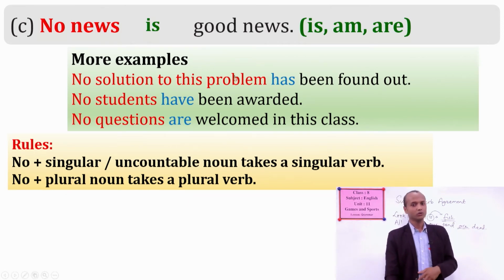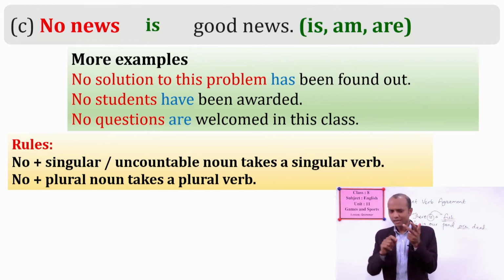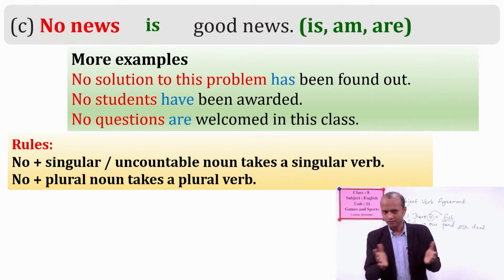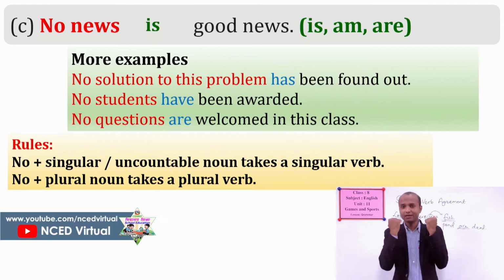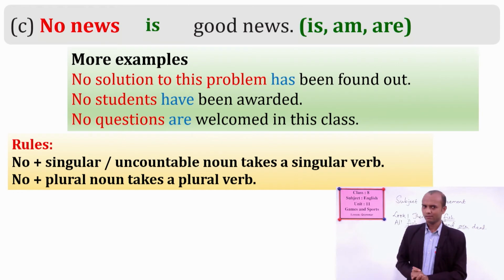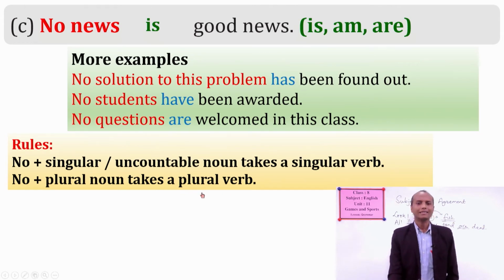Okay. No solution to this problem has been found out. No students have been awarded. Look at here. Students, can we count? 1, 2, 3, 4, 5? Yes, definitely we can count it. That's why there is the use of have. Okay. No questions are welcomed in the class. But I don't. You can ask me. This is just a condition. No questions are welcomed in the class. So, questions and students are plural nouns. Did you notice it? That's why it takes a plural verb.